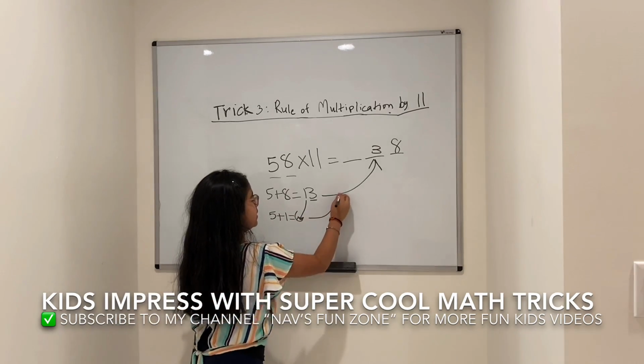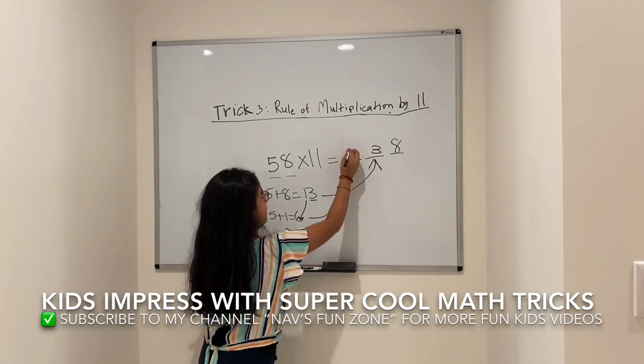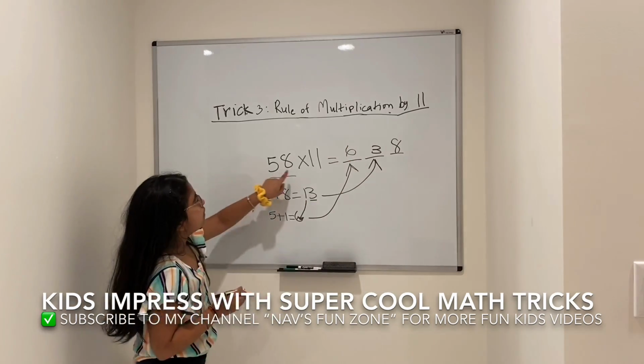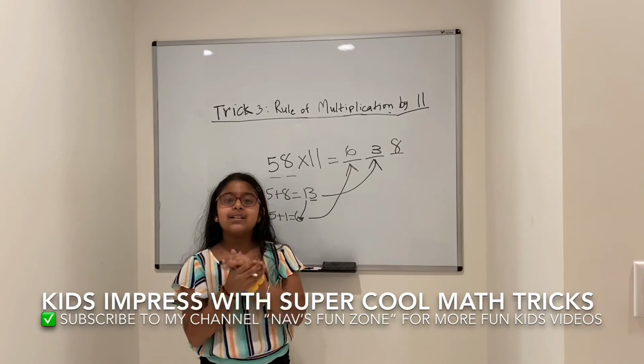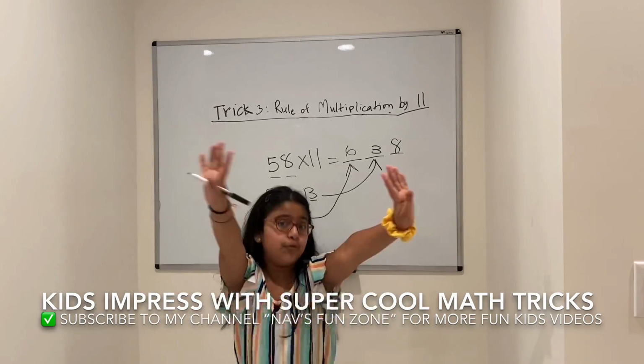And 6 goes here. So your answer for 58 times 11 is 638. Let's move on to trick number 4.